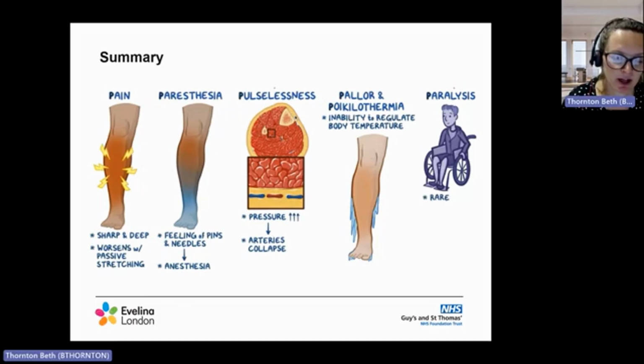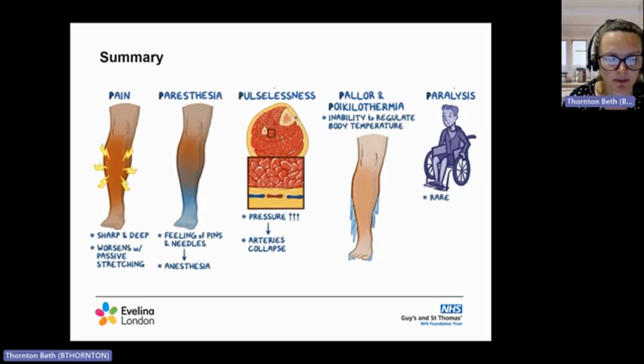Pulselessness is a very late sign, which we will hopefully never see, and that is when our pressure is so high that it causes arterial collapse. Pallor and poikilothermia are other signs we're looking for, so that's why we're assessing for the temperature, colour and cap refill. And then paralysis is another very rare and late finding, in which the ability to move, so not just reduced movement because of pain, but the actual inability to move the limb at all, is present.